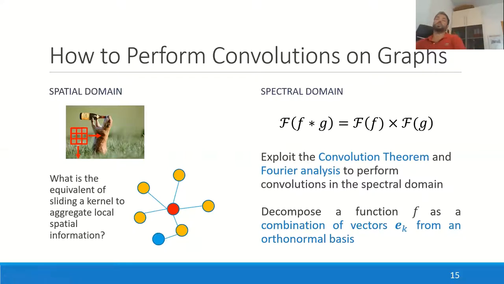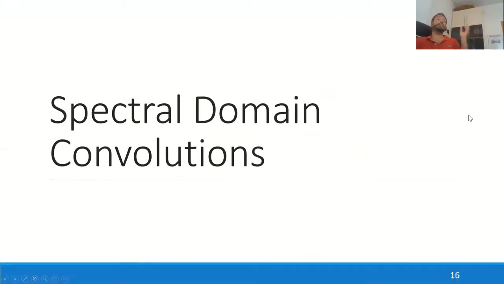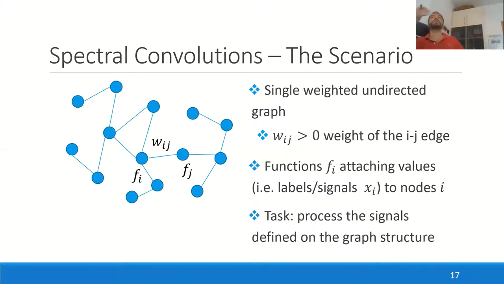And just very briefly, what the Fourier analysis does is basically try to find a set of vectors, okay, from an orthonormal basis, which I can use to decompose a signal f. Okay, so what I need to do in order to be able to apply that convolutional theorem is find a suitable set of orthonormal vectors, a big orthonormal basis for my graph. Now, the question is that luckily that can be obtained. And let me enter into this realm of spectral convolutions.